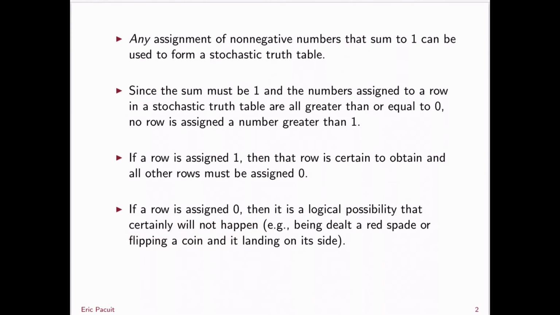And finally, if a row is assigned 0, then it is a logical possibility that certainly will not happen. So, for example, being dealt a red spade from a normal deck of cards, or flipping a coin and having the coin land on its side. It's a logical possibility that a coin might land on its side, but the probability of that happening is typically taken to be 0.